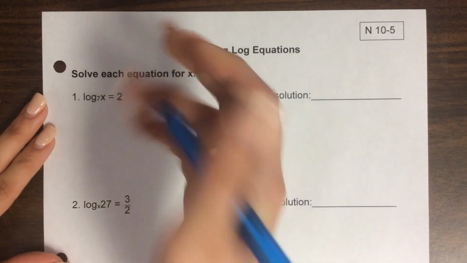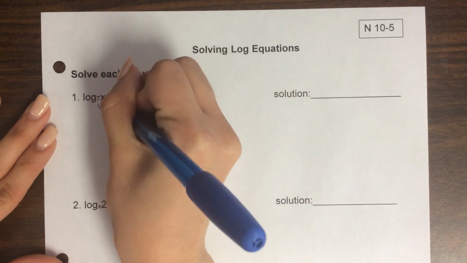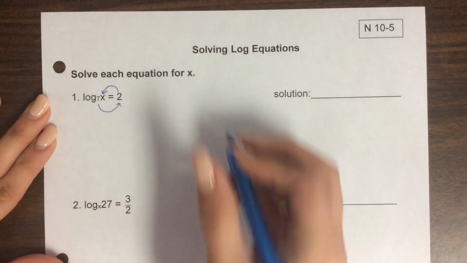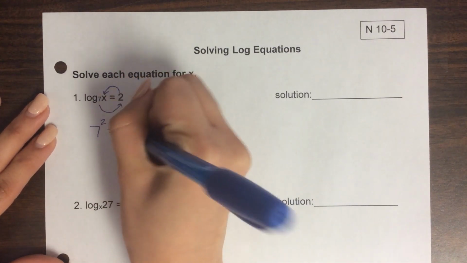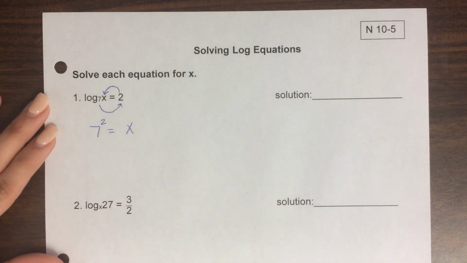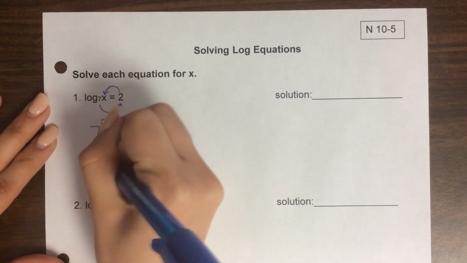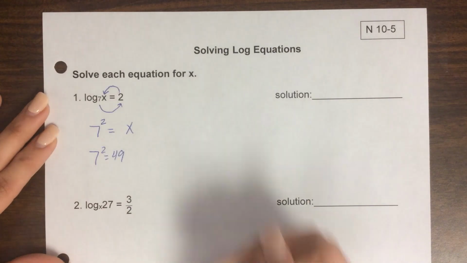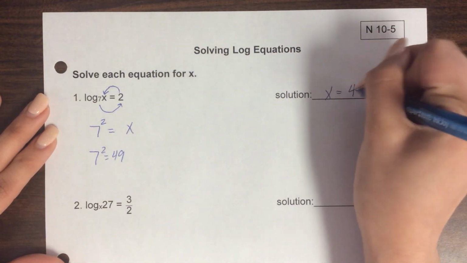Let's just try to see something. Let's change this logarithmic into an exponential. So 7 squared is equal to x. Well, I know what 7 squared is. I know 7 squared is equal to 49. So I can go ahead and say x is 49.